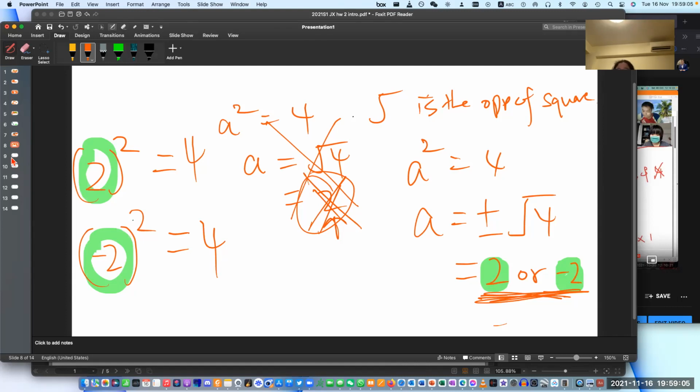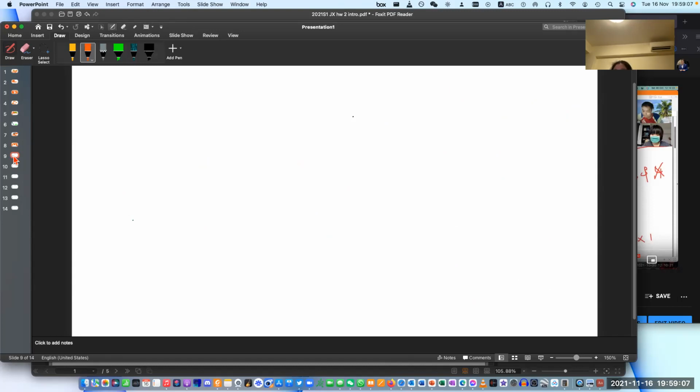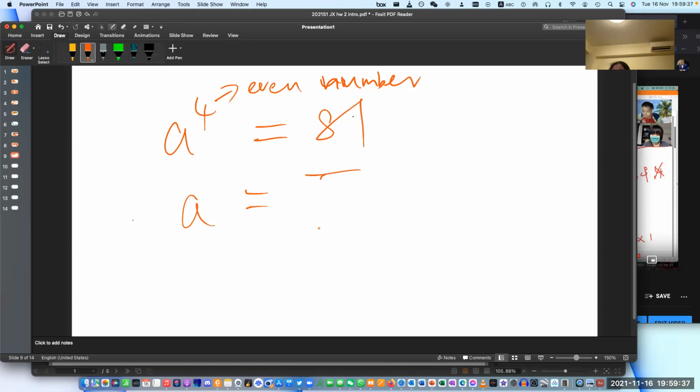I'm going to demonstrate one more. We have demonstrated a to the power of 2. So what about a to the power of 4? Once again, the power is an even number. Okay. So 4 is an even number. That means the power is an even number. So what if you have a to the power of 4 equals 81? So how do you do this question? You have a to the power of 4, so you need a fourth root to counter the power 4 to get a. So fourth root, 81.